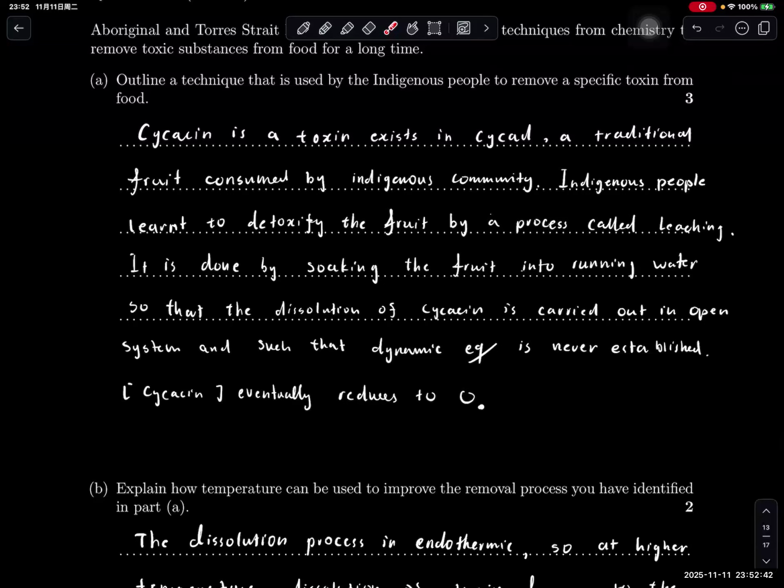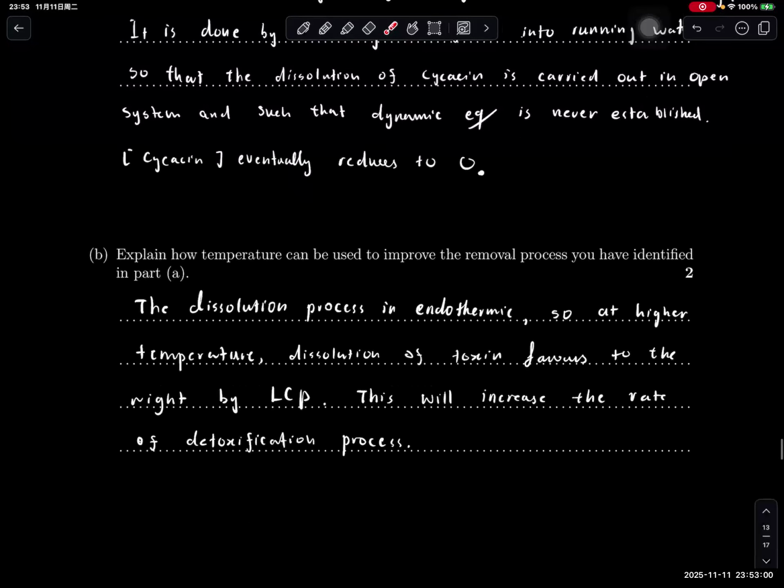Yeah. So guys, answering this type of question in the HSC, or it never came up in HSC, but if you did, or in your assignment, make sure to relate to the chemistry. In this case, it would be the open system, and then the dynamic equilibrium never being established. Question B: explain how temperature can be used to improve the removal process that you have identified in part A.